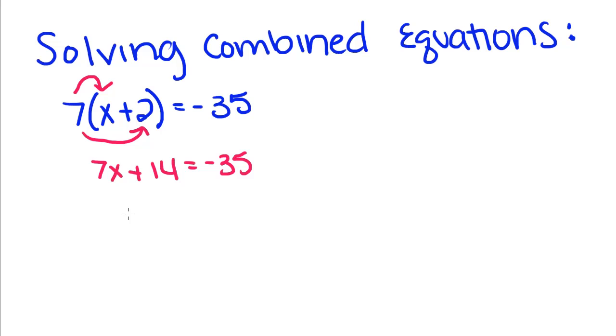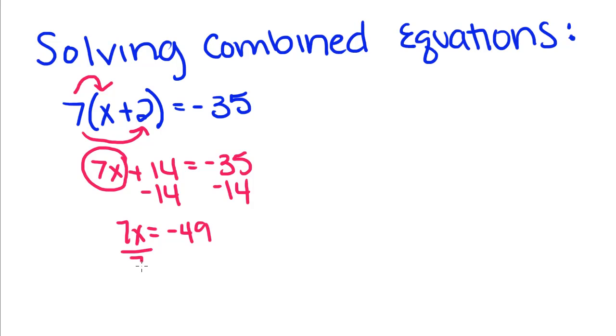So now normally we would undo division first. But since our whole point is to get this variable by itself, we're going to subtract this 14 over first. So we get 7x is equal to negative 49. Now, finally, we can divide that 7 out and we get x equals negative 7.